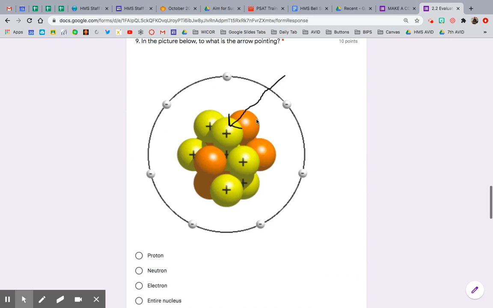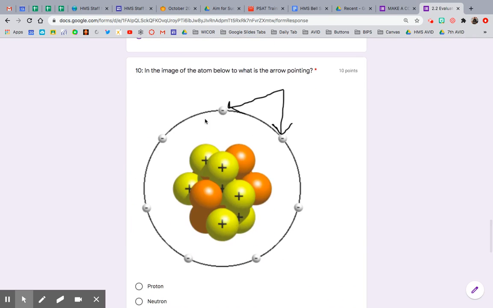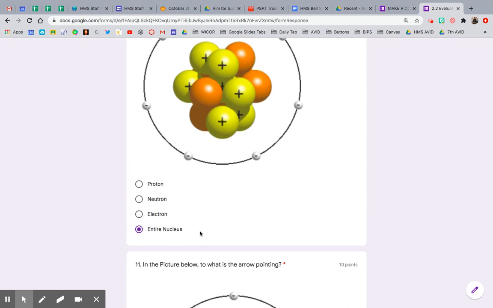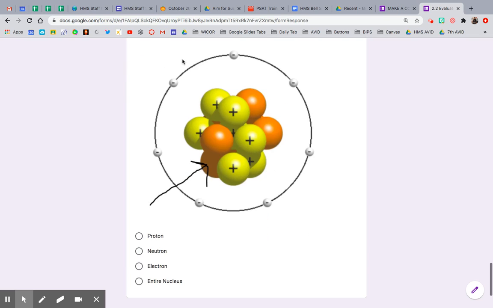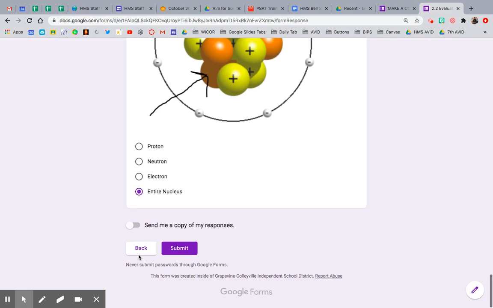In the picture below, what's the arrow pointing at? Is it pointing at the proton, the neutron, the electron, or the entire nucleus? Number 10, the atom below, what's the arrow pointing at? Right here. Is it pointing at the protons, the neutrons, the electrons, or the entire nucleus? Number 11, in the picture below, what is the arrow pointing at? Is it pointing at this orange one? Protons, neutrons, electrons, or the entire nucleus? And then hit submit when you are done.